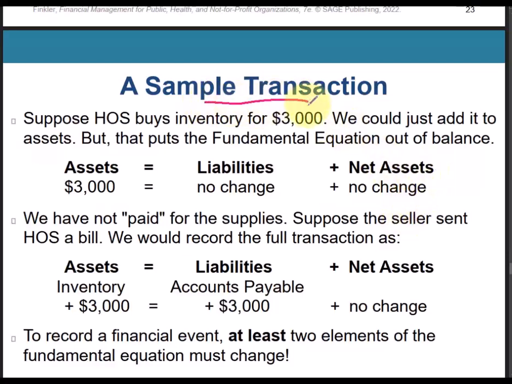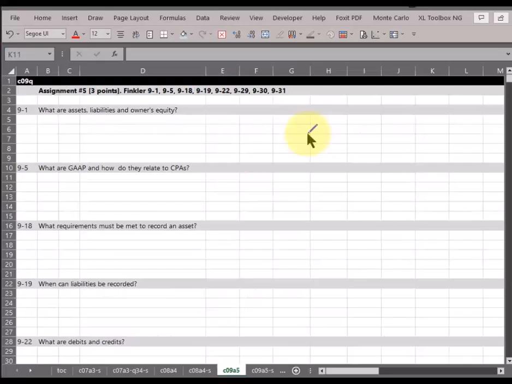Now, the rest of the slides talk about these sample transactions and walk through how a given transaction, such as if I buy something, impacts the balance sheet. We'll go through that in the assignment. Speaking of the assignment, we're there now.